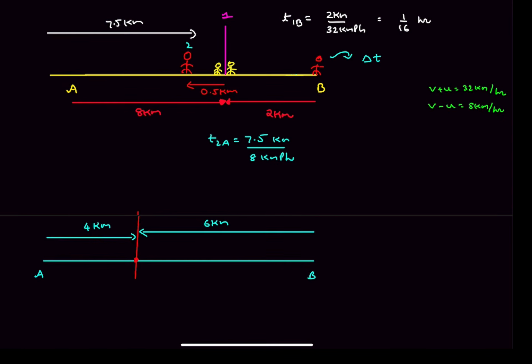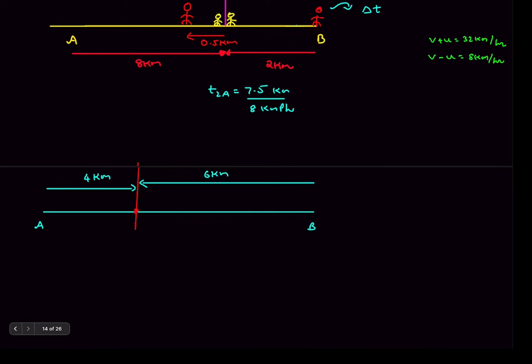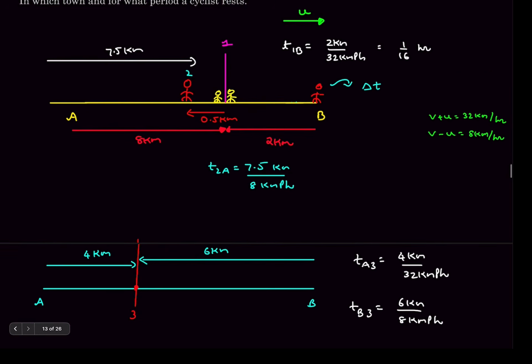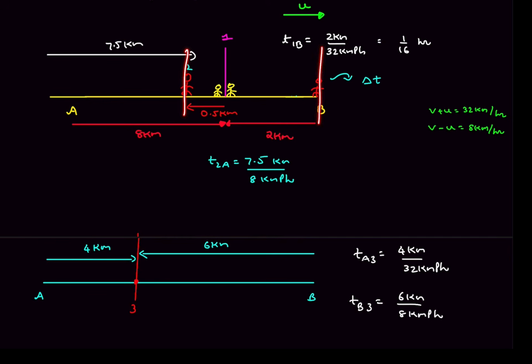But now the thing is, his speed is 32 kilometers per hour, right? Because he is traveling in the direction of the wind. Let's say this is point 3. So T from A to 3 is going to be equal to, he has to cover 4 kilometers with a speed of 32 kmph. And the cyclist who's at town B has to cover 6 kilometers with a speed of 8 kilometers per hour. So TB3 would be equal to 6 kilometers divided by 8 kmph. So now all we have to do is equate time after this particular instant over here.